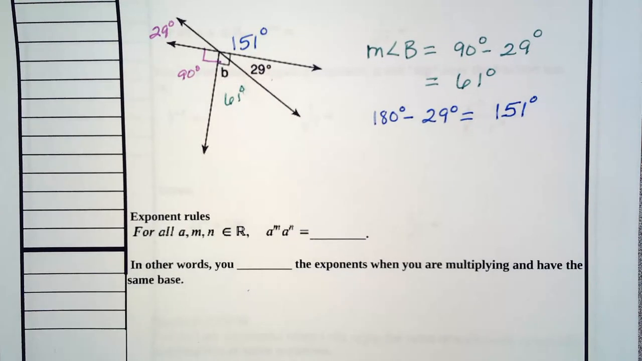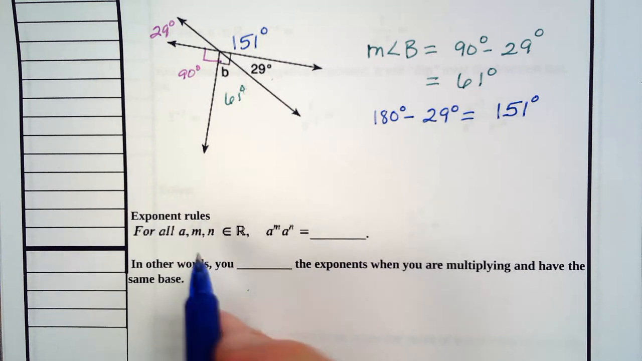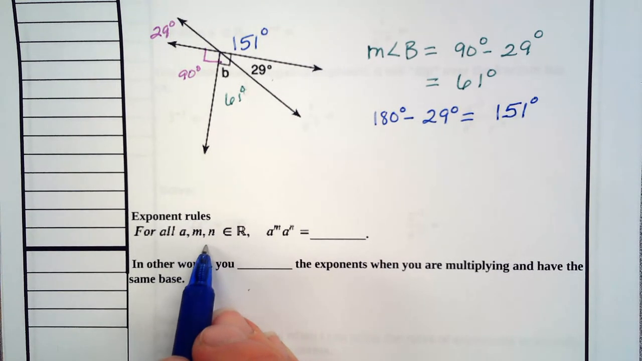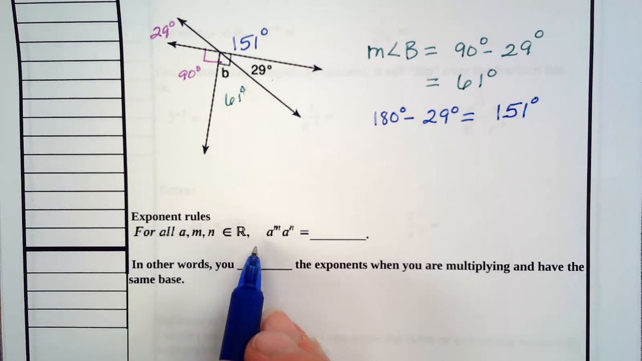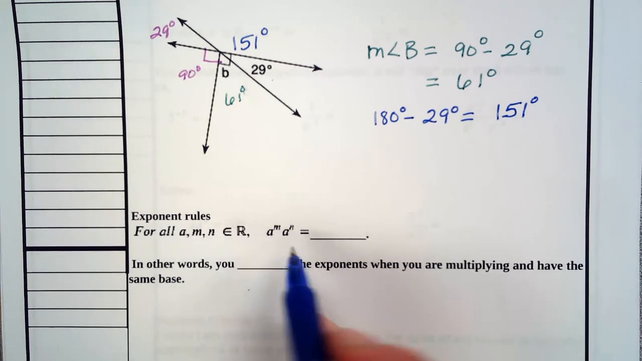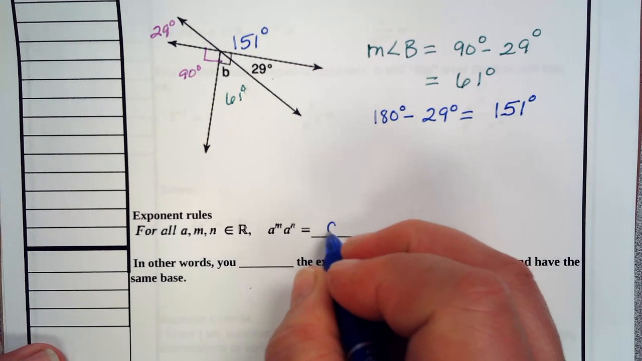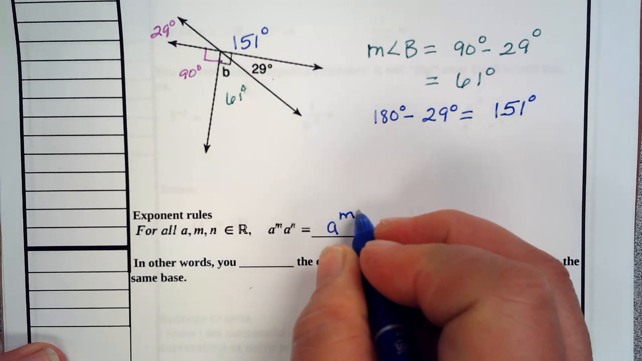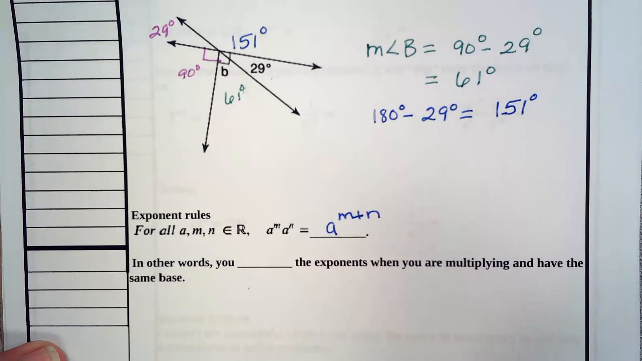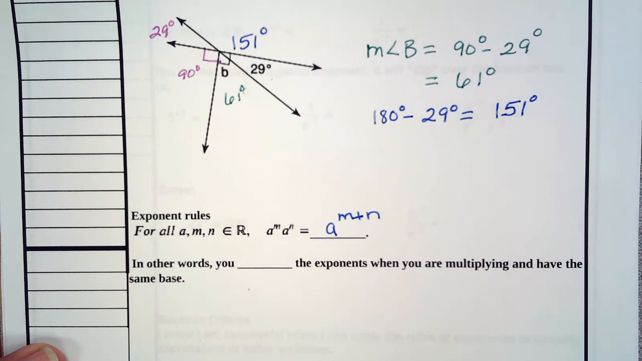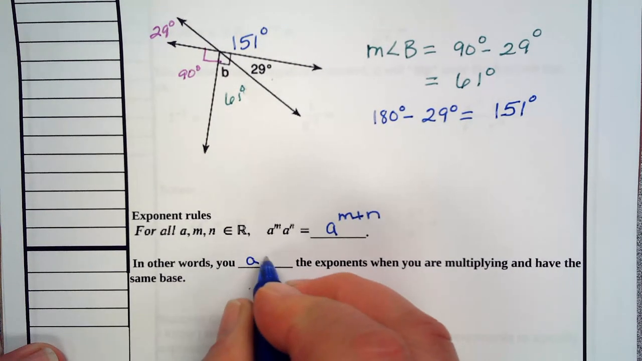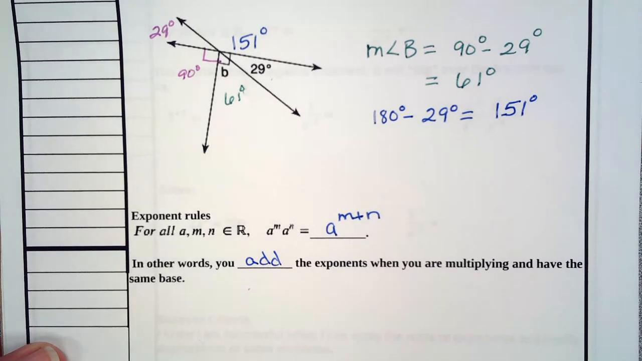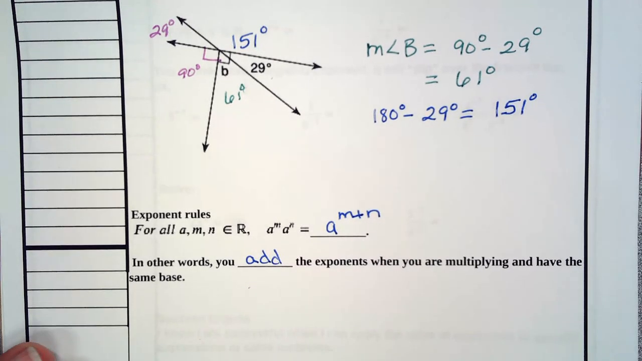Okay, so let's look at the first rule of exponents. For all a, m, and n, which are elements of our real number system, a to the m times a to the n is equal to a to the m plus n power. In other words, you add the exponents when you're multiplying and have the same base.